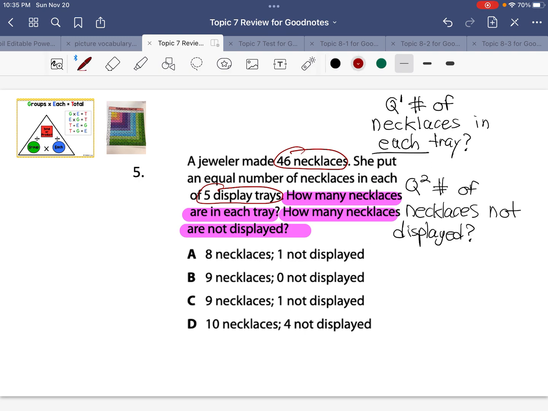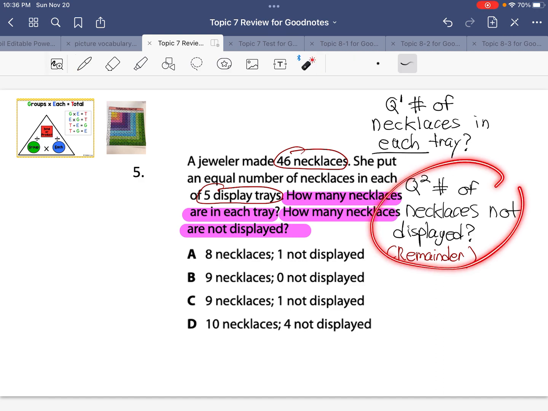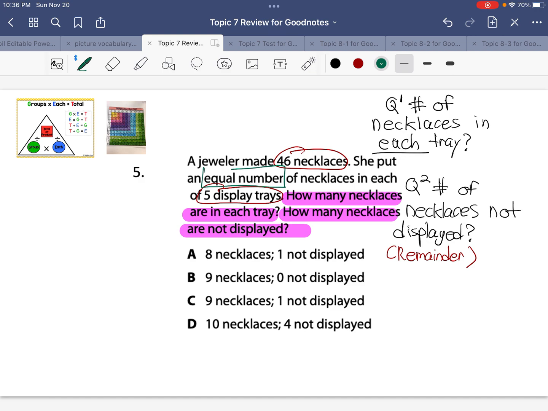And this right here, number of necklaces not displayed, this is going to be our remainder. Okay. They're not saying remainder, they're not saying leftover, they're trying to trick us by wording it like this, but this is going to be our remainder. So now I'm going to box in my keywords. I have that same word, equal number, tells me I'm going to divide each. Okay, how many necklaces each, and then how many necklaces not displayed.